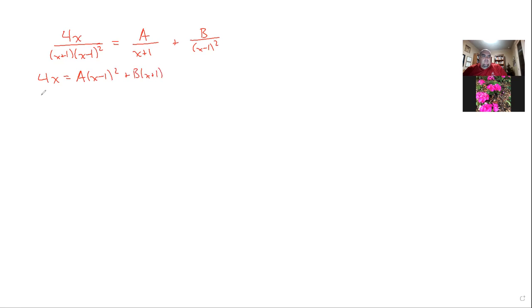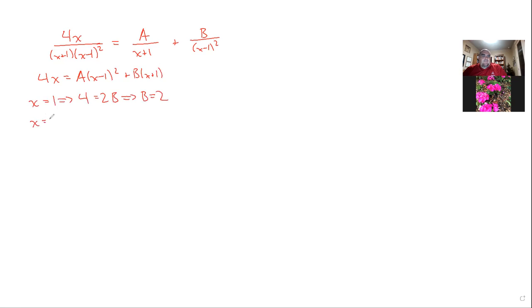I mean, really, the real reason it's not working is because, let me see if I can sort of whiteboard. If memory serves, it's something like this: 4x over x plus 1, x minus 1 squared. Let me just go ahead and do this. I have not done it, and I'm kind of curious to see what happens. A over x plus 1 plus B over x minus 1 squared. 4x equals A times x minus 1 squared, plus B times x plus 1. So let's say I want x to equal 1. I'll have 4 equals 2B, so B equals 2.